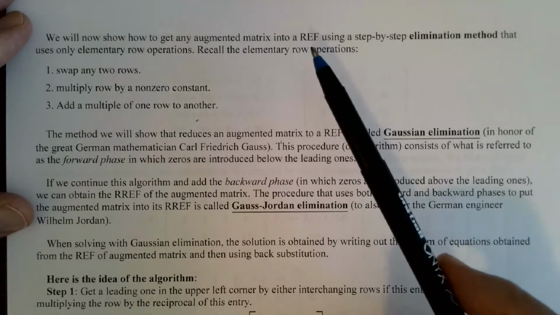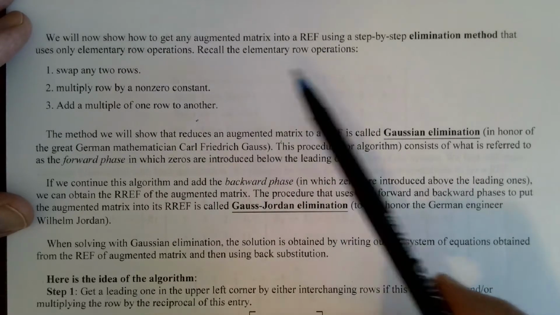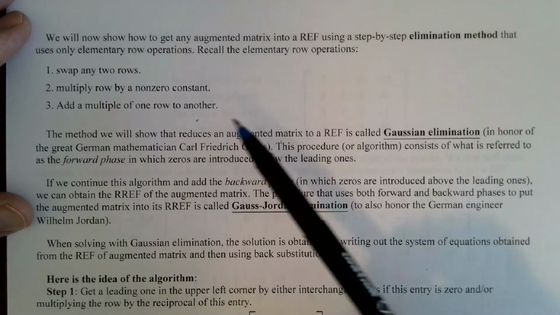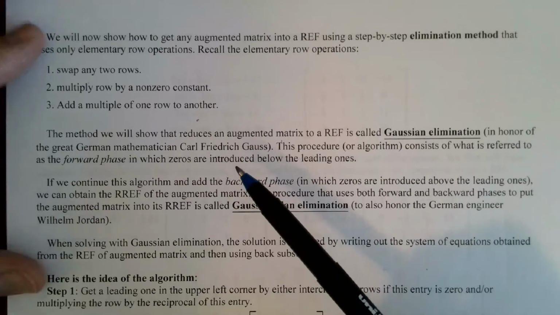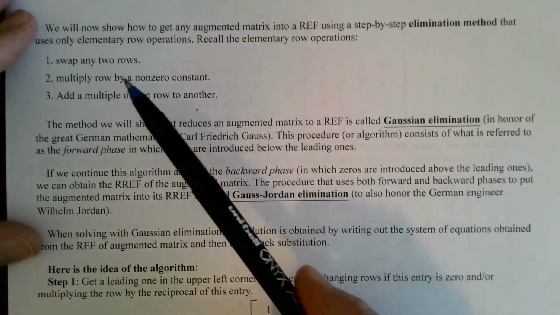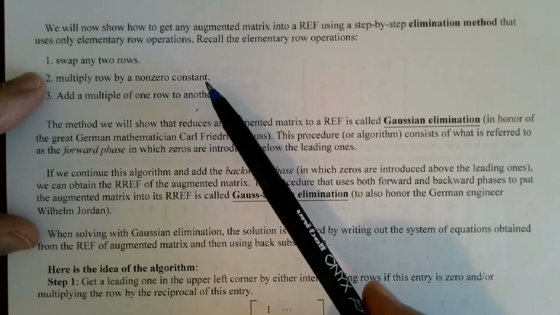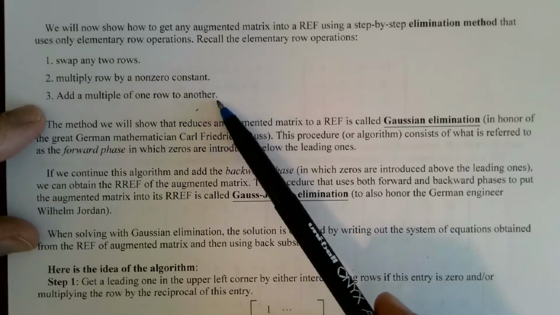Remember row echelon form we looked at last time? You have to have a leading one, and for each row, you have to have that echelon form, with rows of all zeros at the bottom. All right? And we're only allowed to do, remember, these elementary row operations: swap or interchange any two rows, multiply a row by a non-zero constant, add a multiple of one row to another.